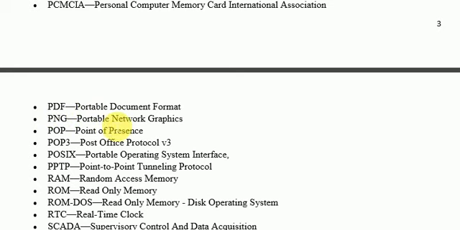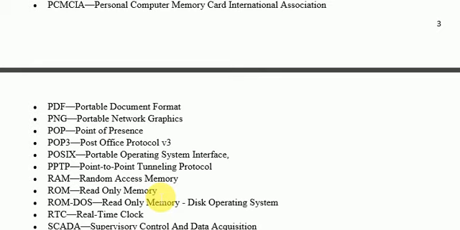Then PNG, portable network graphics. Then POP, point of presence. Then POP3, post office protocol version 3, again used for email. Then POSIX, portable operating system interface. Then PPTP, point-to-point tunneling protocol. RAM, random access memory. ROM, read-only memory.